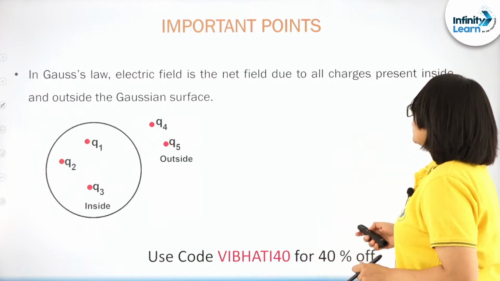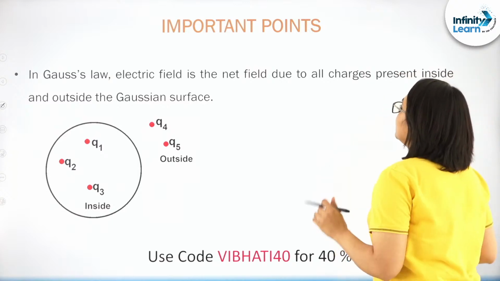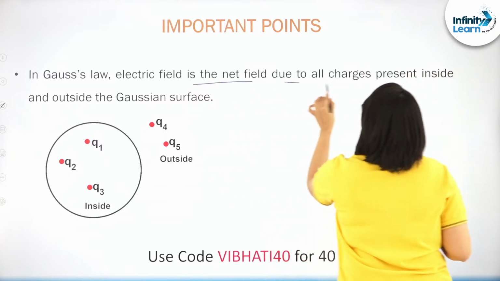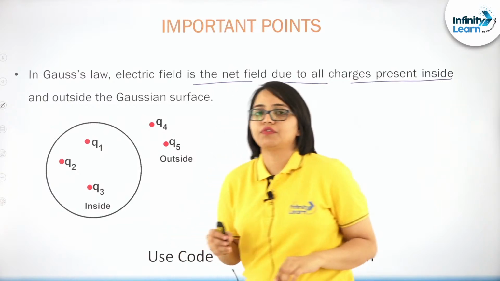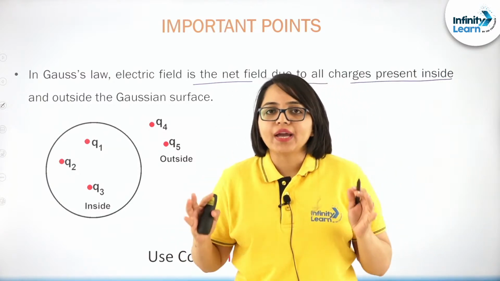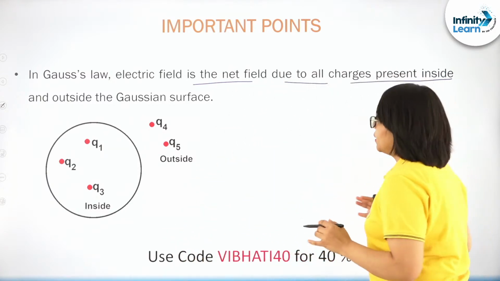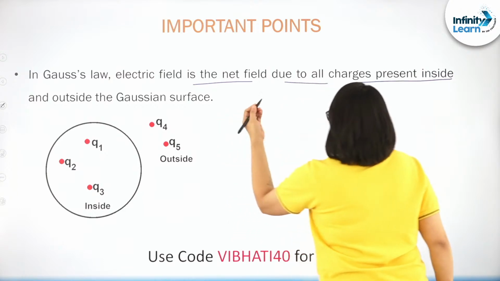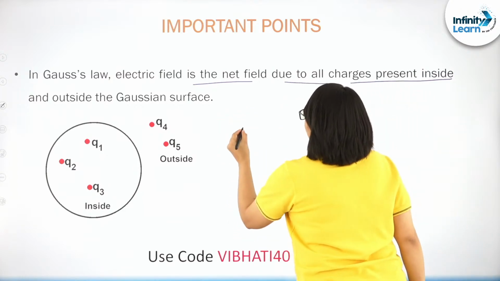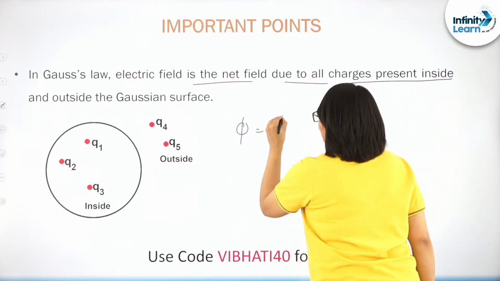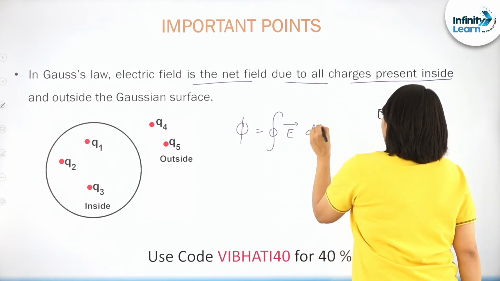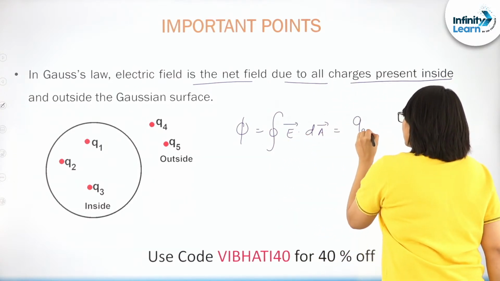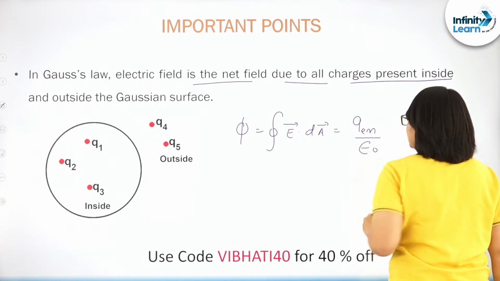ठीक है. Next point is, in Gauss's law, electric field is the net field due to all charges present inside and outside the Gaussian surface. This is very important point, बच्चों. What is the statement of Gauss's law? It is phi is equals to integration E dot dA is equals to Q enclosed divided by epsilon naught.